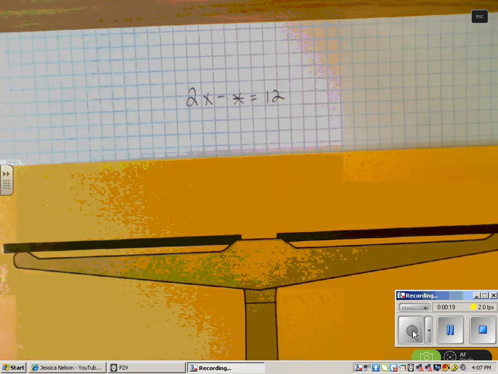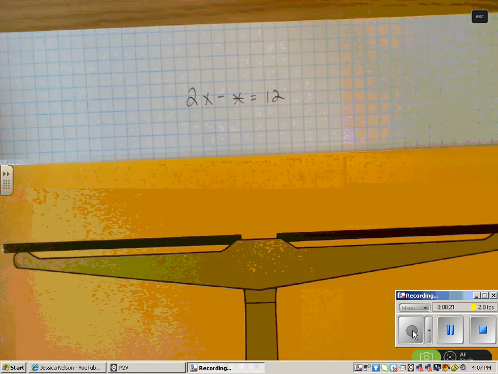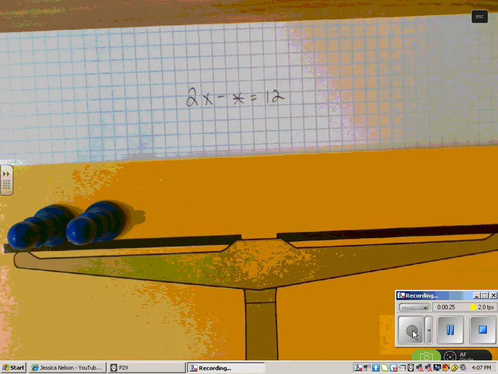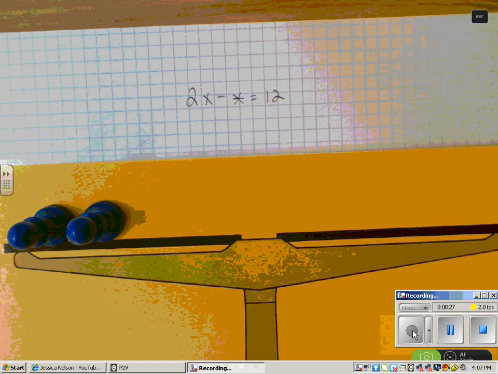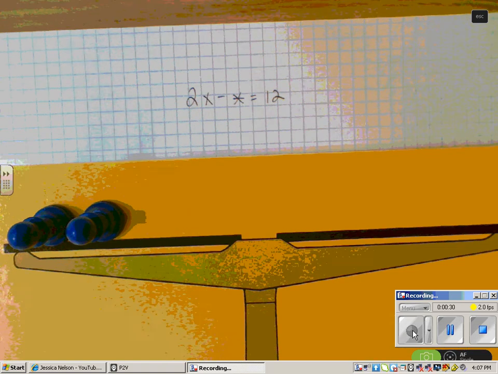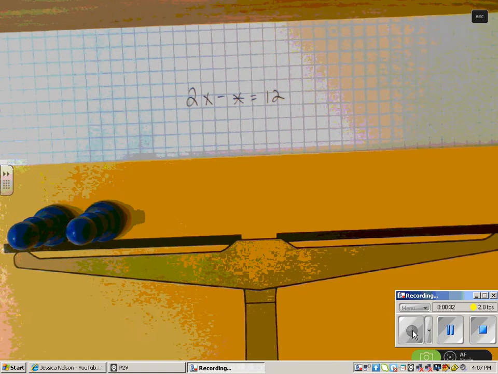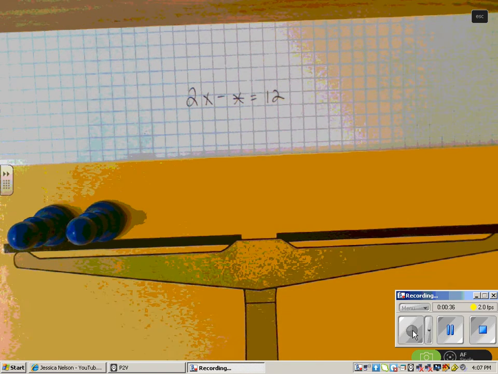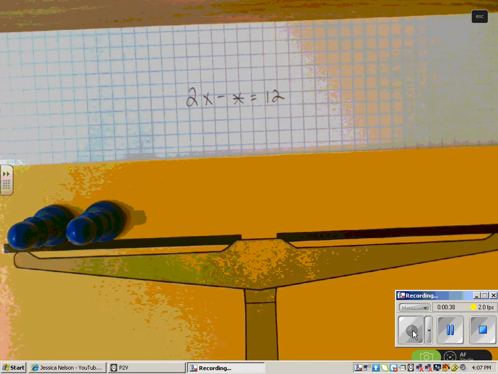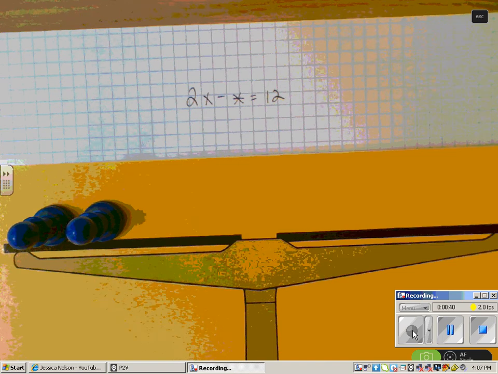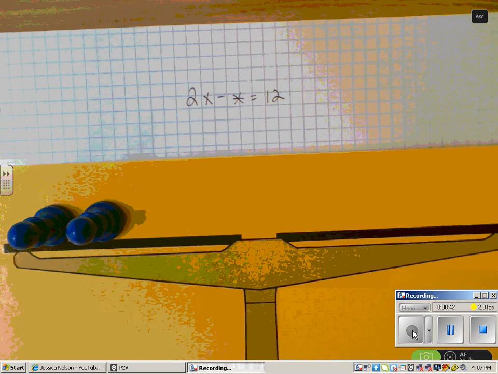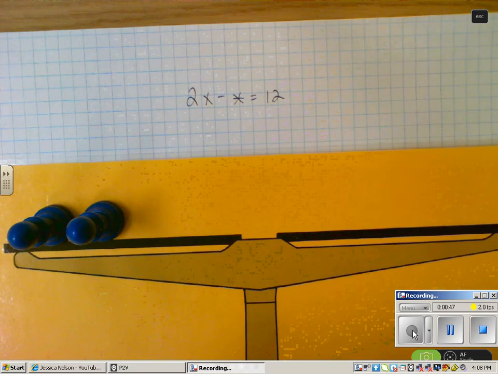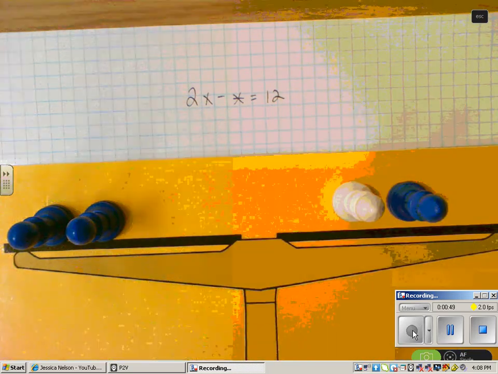Okay, so if we begin building this on our scale, we can put 2x on here. But then how do we take away a star? Think creatively, and what have you learned in previous lessons that you can use here that you know will not change the value of our left side? We can add our convenient 0. Your convenient 0, remember, is a star and an x.